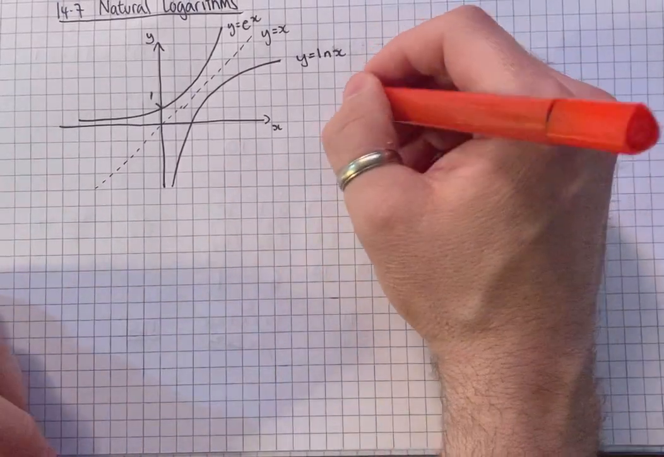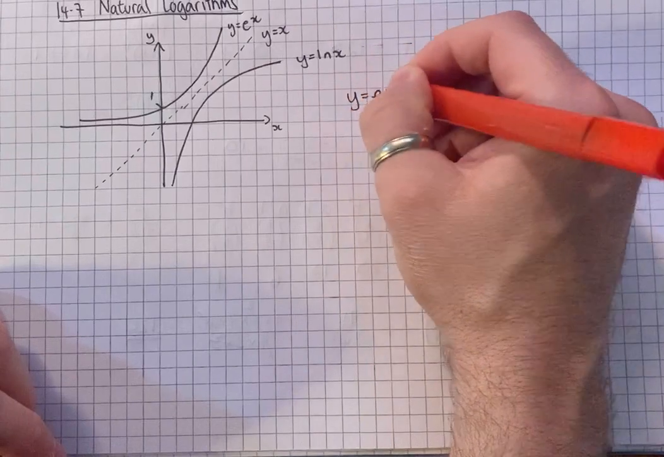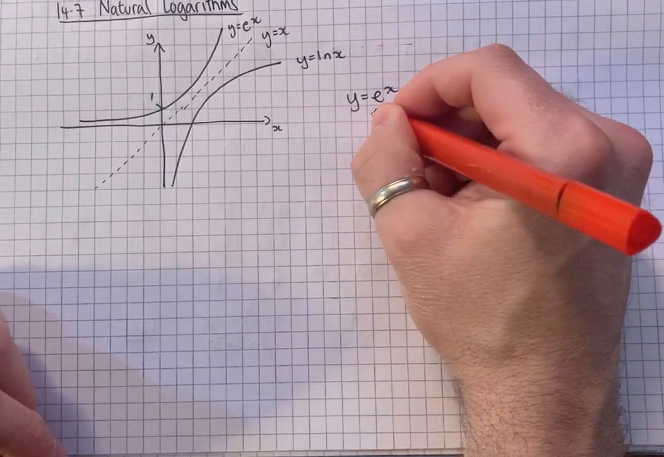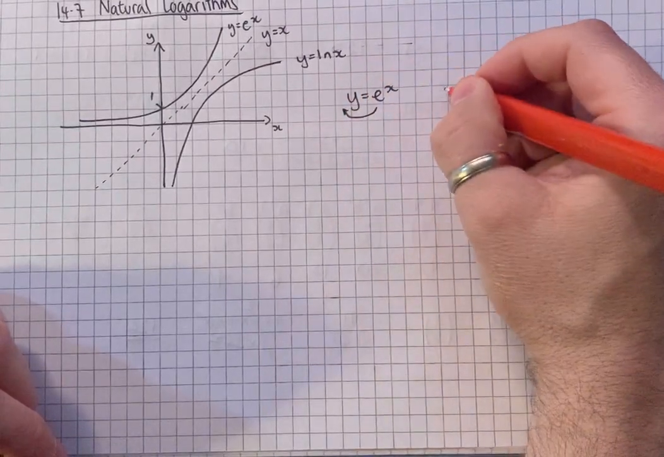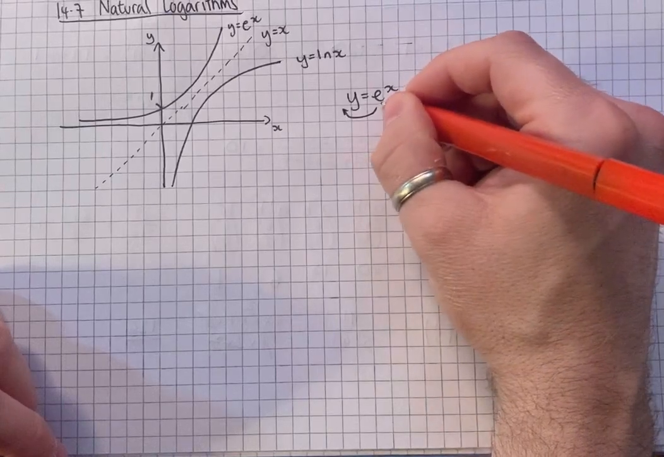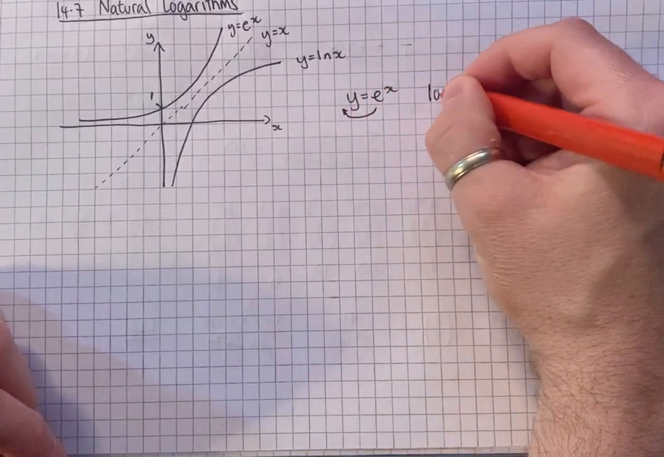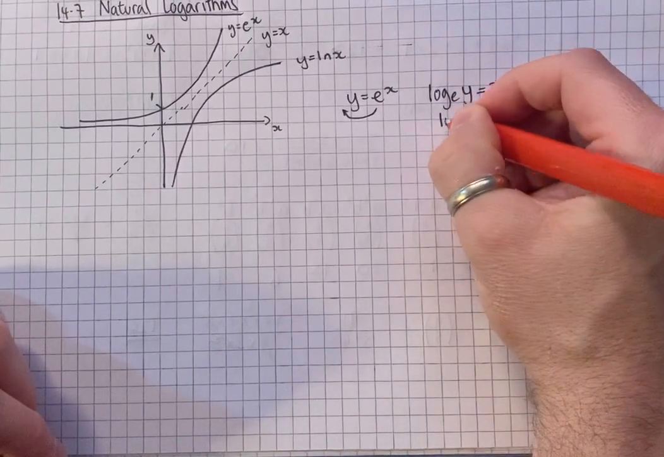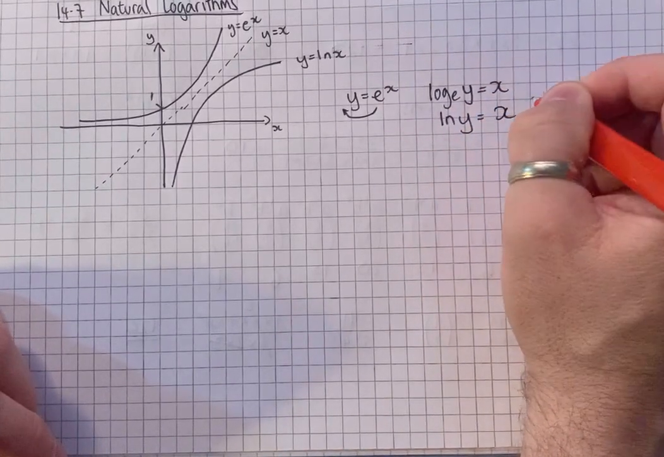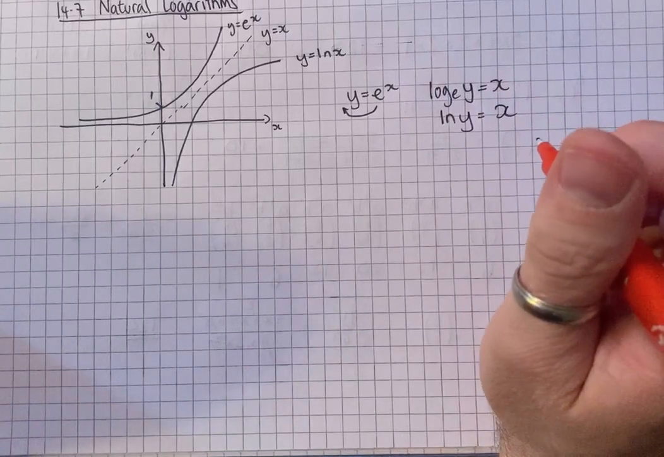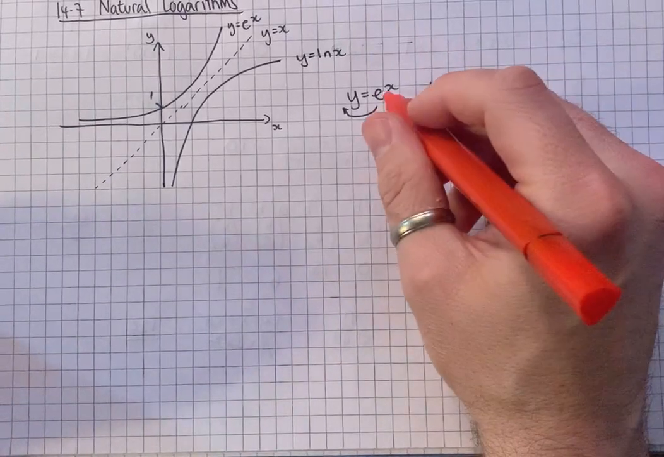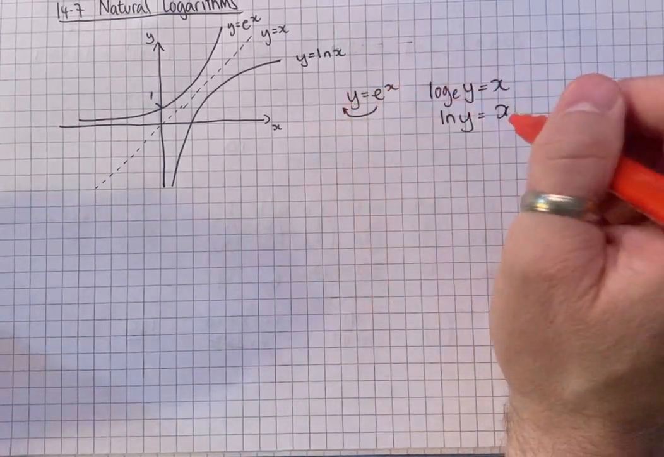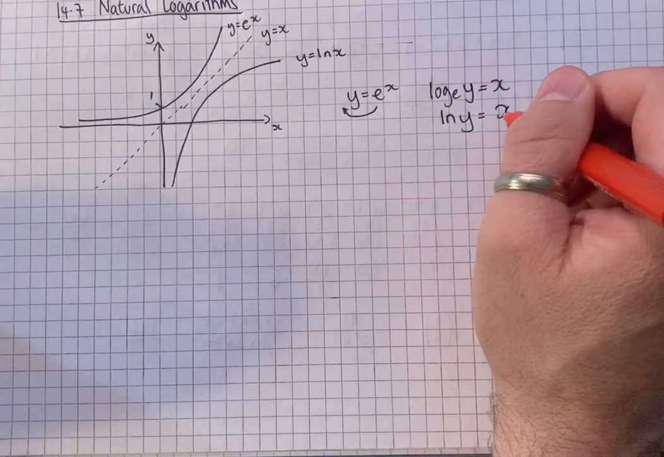So if you've got y equals e to the x, then e to the power of becomes log to the base e on the other side, which has got its special term ln. So when you've got e to the power of, it moves over, you get ln. When you've got ln, it moves over, it becomes e to the power of.